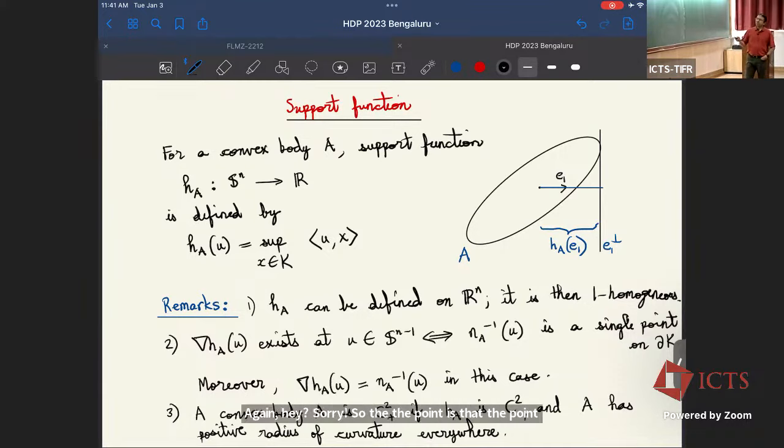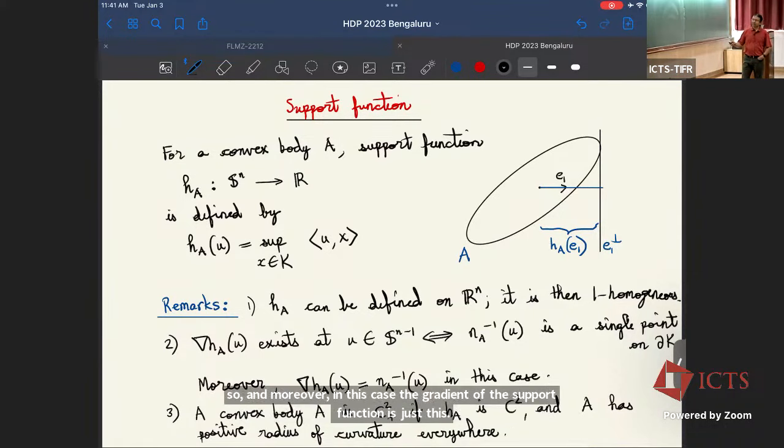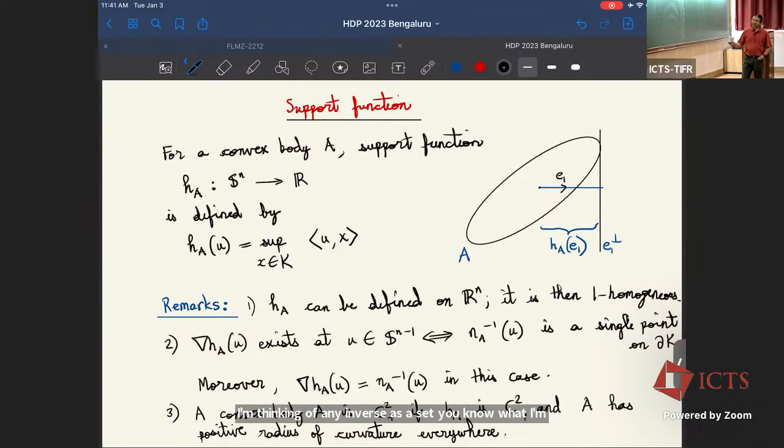The point is that the smoothness of the support function has to do with somehow you not having a corner at that point, right? Moreover, in this case, the gradient of the support function is just this N_A inverse of u. I'm abusing notation a little bit. Here I'm thinking of N_A inverse as a set; here I'm saying the single element of that set when it's a singleton.